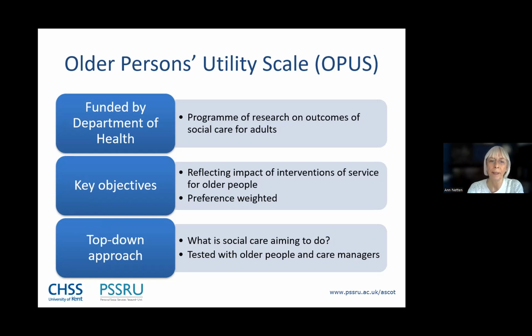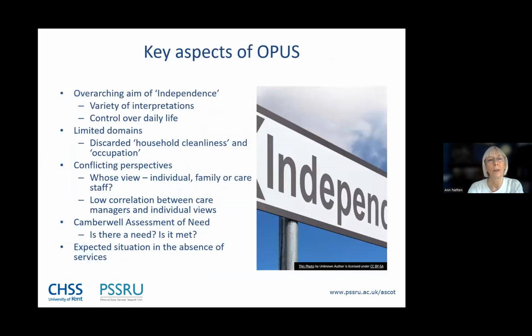And in developing this measure, a key question was, what is social care actually aiming to do? We know it's looking at quality of life, but what aspects of quality of life, what is social care actually doing? And this was tested then. Our conclusions were tested with older people and care managers. So it's a different approach than is often used in developing measures.